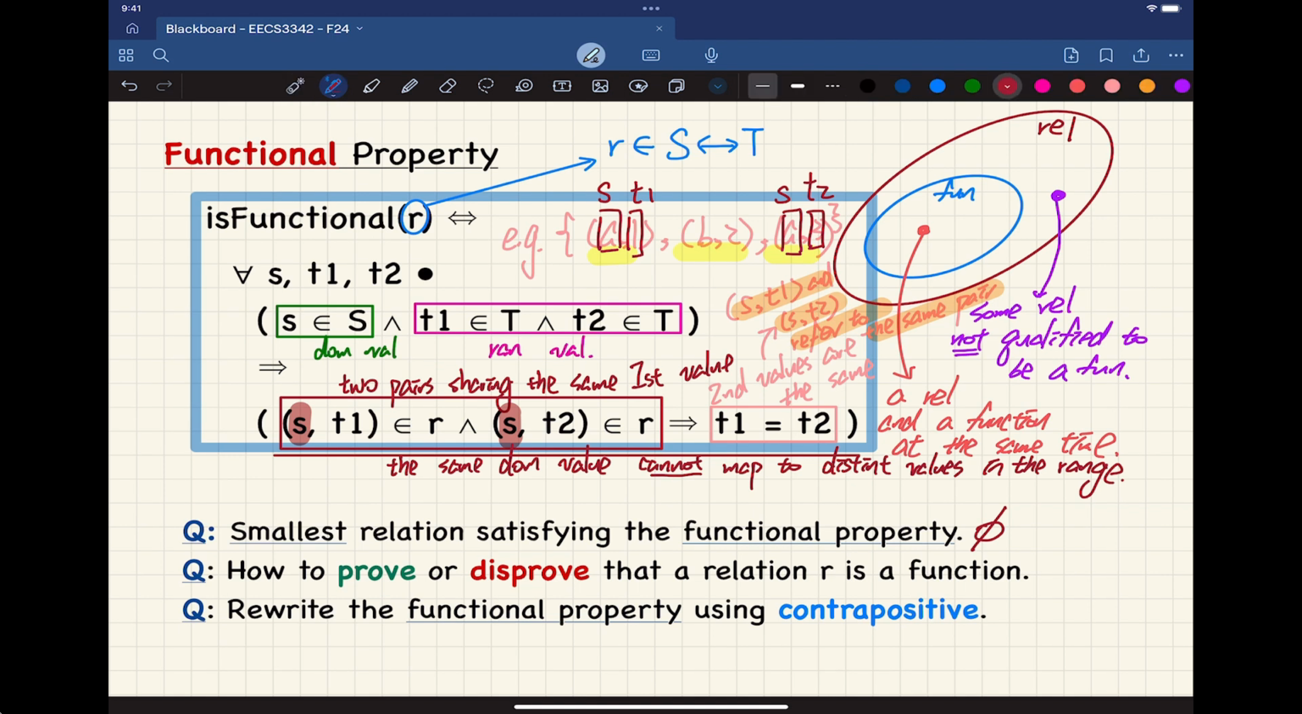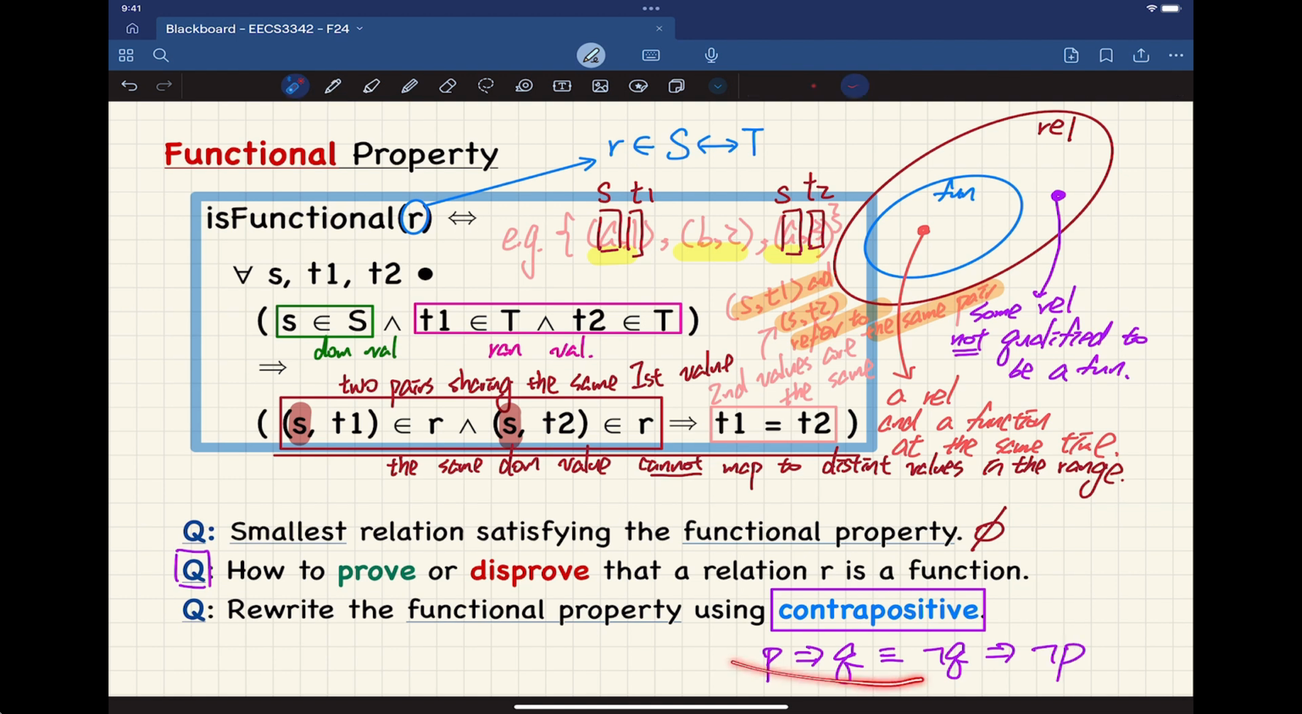I will do number 2 next time. It will take a little bit more time, how to prove or disprove. But basically, it boils down into the implication that we have over here. You can think about it. I will just talk about contrapositive, which I can also do next time. But let me just remind you, contrapositive: P implies Q should be equivalent to not Q implies not P. That would be just another way to interpret the functional property, which we'll do on Thursday.